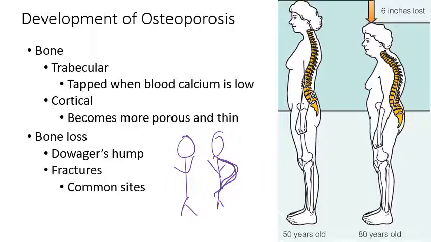Bone loss can also cause fractures at common sites. If you look at someone who's 50 and someone who is 80, as we get older, we get shorter. Each year, just a bit shorter. So over 30 years, you become about 6 inches shorter. So about half an inch per year.